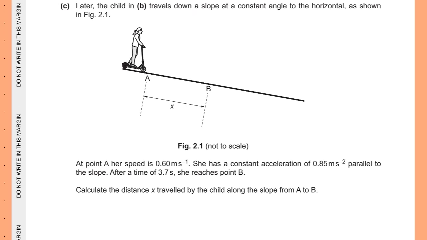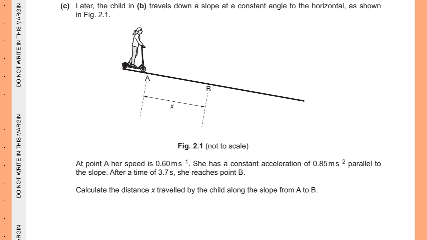Later, the child in B travels down a slope at a constant angle to the horizontal as shown in 2.1. At point A, her speed is 0.6 meters per second. She has a constant acceleration of 0.85 meter per second squared parallel to the slope. After a time of 3.7 seconds, she reaches point B. Calculate the distance traveled by the child along the slope from A to B.